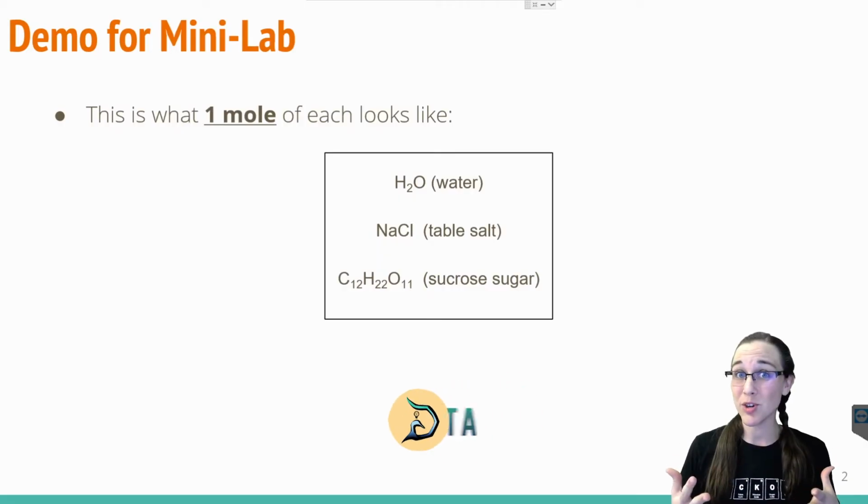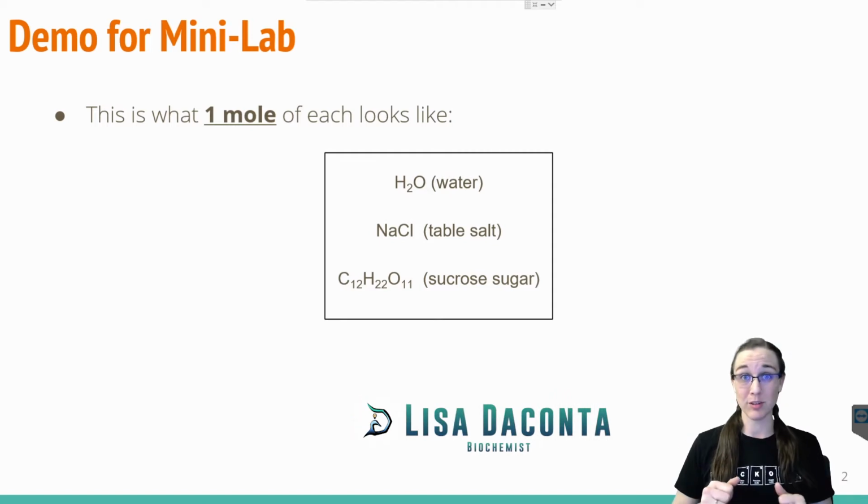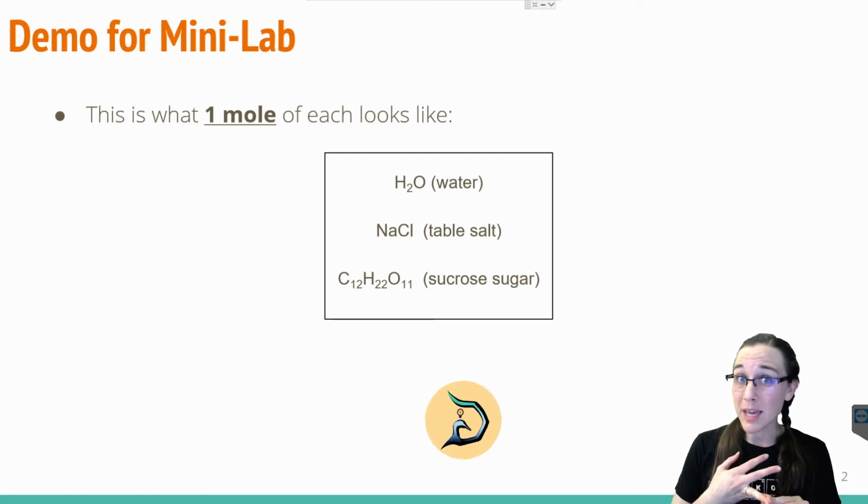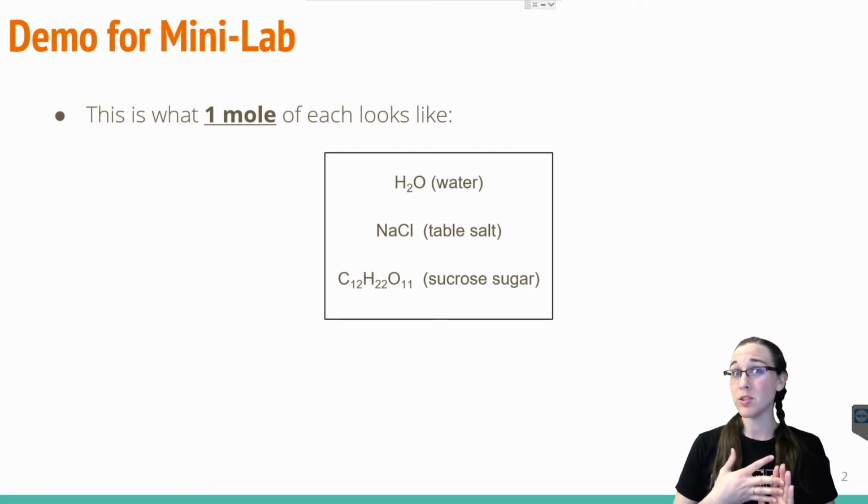So first, I want to show you what 1 mole of the following chemicals looks like. What does 1 mole of water look like? What does 1 mole of table salt look like? And what does 1 mole of sucrose sugar look like?